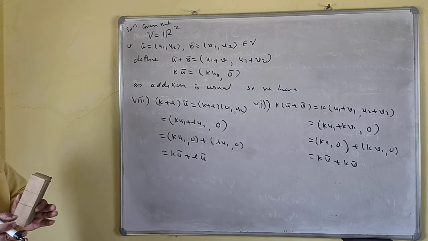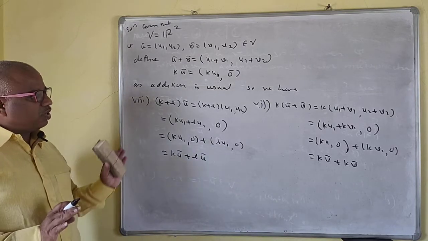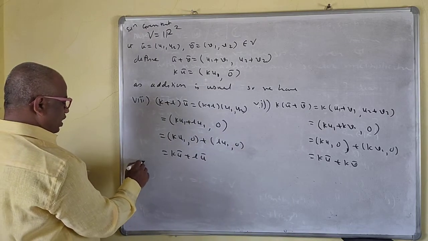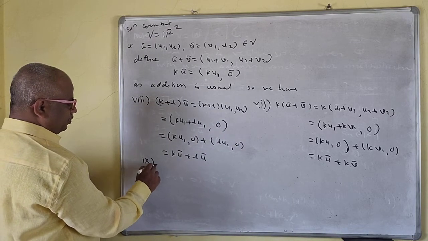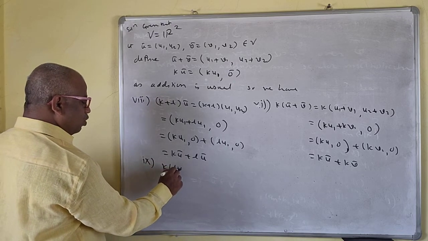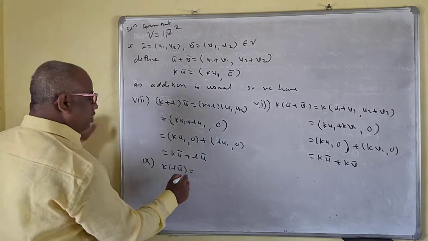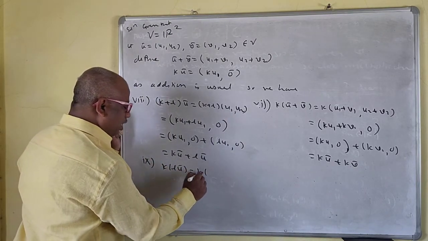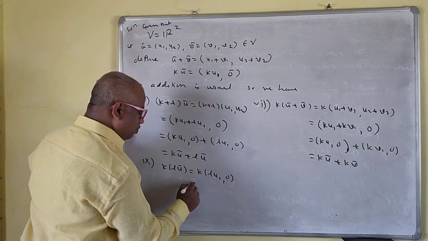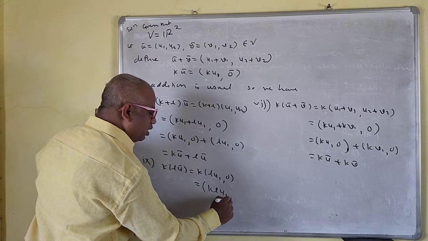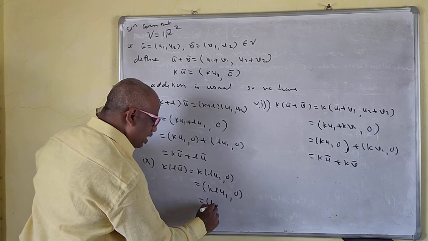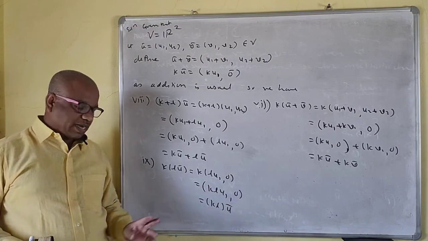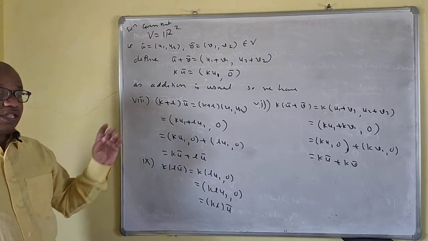So because the addition is usual, all the first 6 hold. Now the second last one: k L u bar. L u bar is (L u1, 0), so this is (k L u1, 0). K L u1 is nothing but k L into u1, so we can write this as k L u bar. So the ninth one also holds.